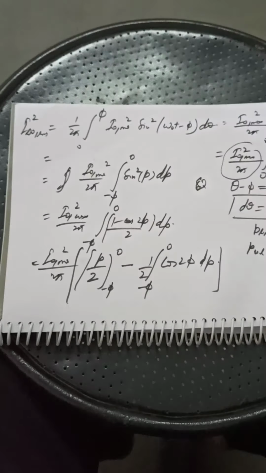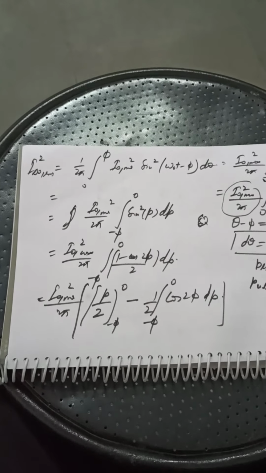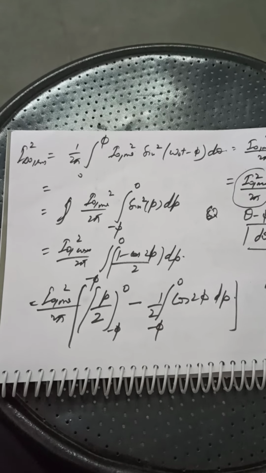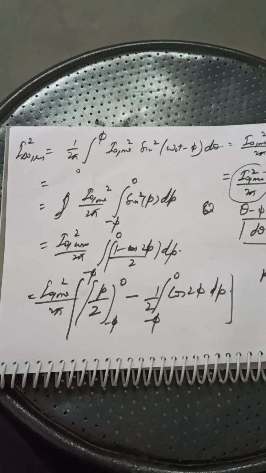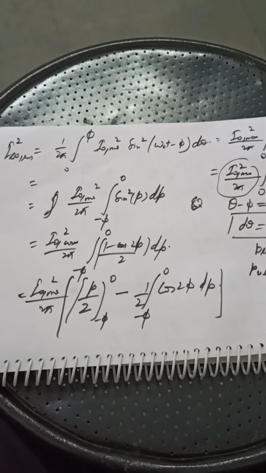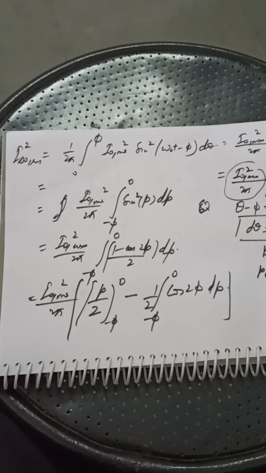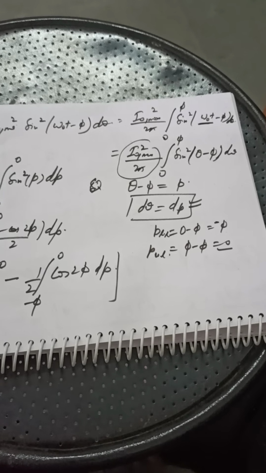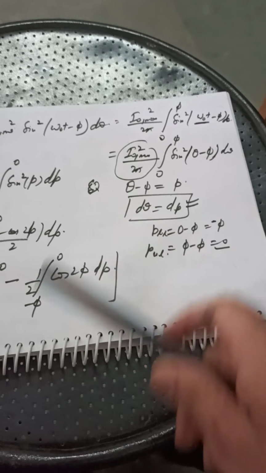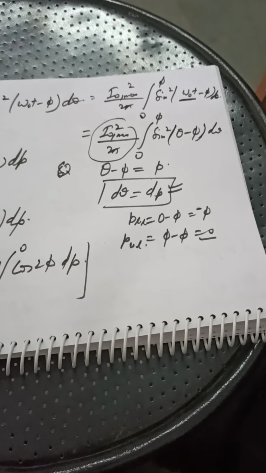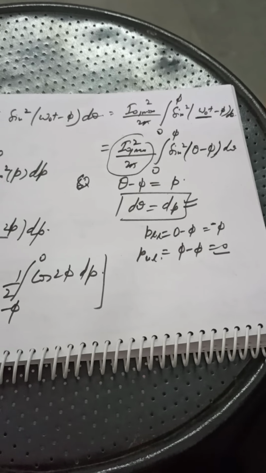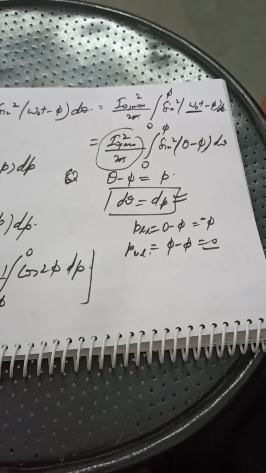Now, let's have a look at this derivation, which is very important. This is the formula for ID01 RMS: 1 upon 2 pi, integral from 0 to phi, I01 max square sine square d theta. Now, what we will do is replace this theta minus pi by P. So d theta becomes dP. So now we have d theta equals dP.